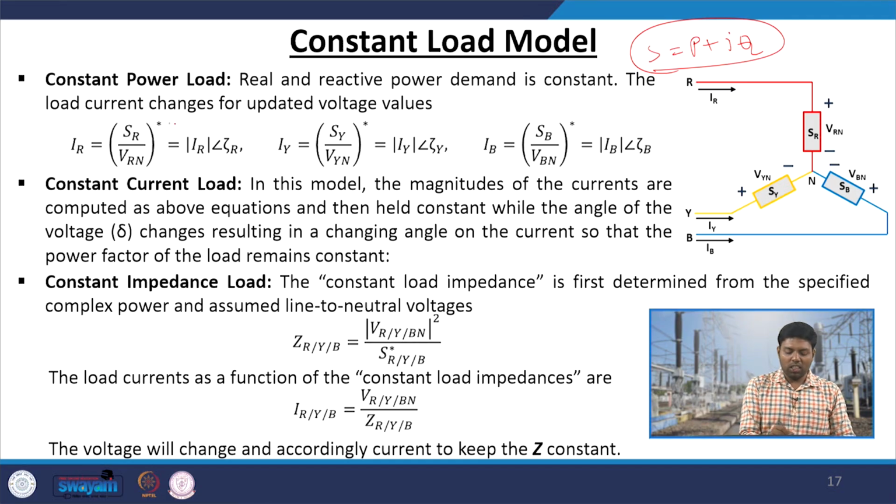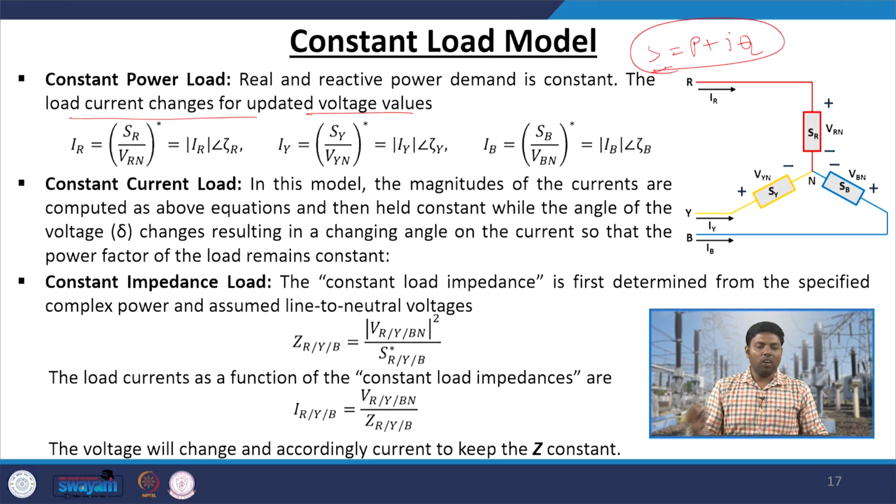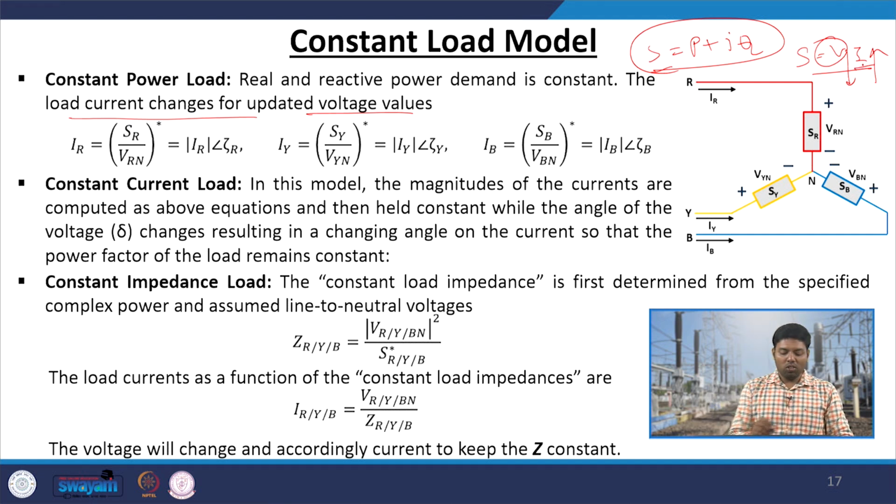Here, with the changing voltage, to keep the power constant, your current will change, because S equals V into I. So, if your V drops, then your I has to increase to keep S constant. That is why we normally keep the voltage level as flat as possible, to reduce this current. So, this is called the constant power load.